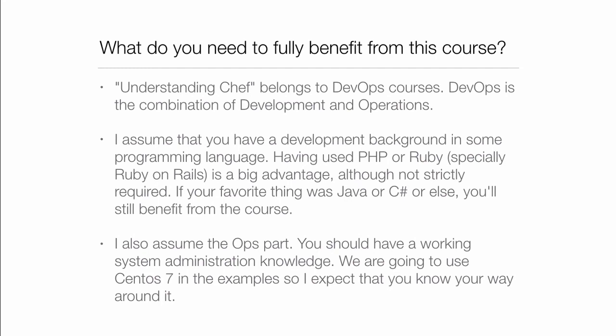So what do you need to fully benefit from this course? Understanding Chef belongs, of course, to DevOps courses. DevOps is the combination of development and operations. I assume that you have a development background in some programming language. Having used PHP or, of course, Ruby, especially Ruby on Rails, is a big advantage, although not strictly required. So if your favorite thing was Java or C# or any other language, you'll still benefit from this course.